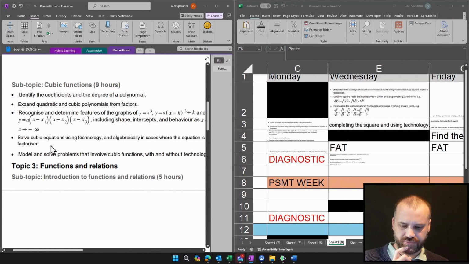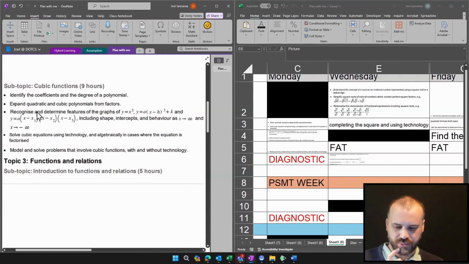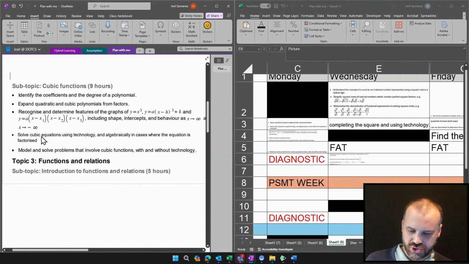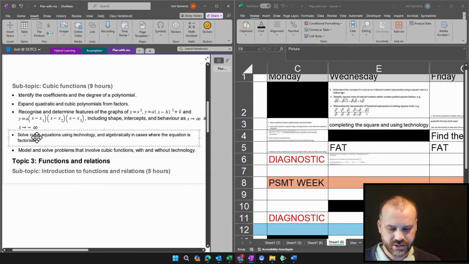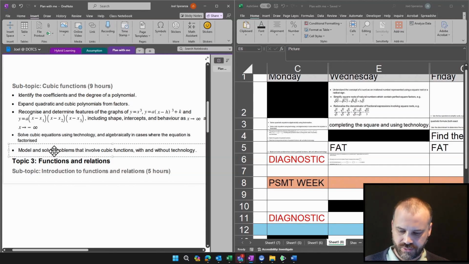Okay, we're up to cubic functions. Identify the coefficient and the degree of a polynomial. Expand quadratic and cubic polynomials from factors. And we got this other one that's recognize and determine features of the graph. We've got solve cubic equations algebraically in cases where the equation is factorized. We've already done that previously, so let's pretend that's not there. And then we've got model and solve problems that involve cubic functions with and without technology.